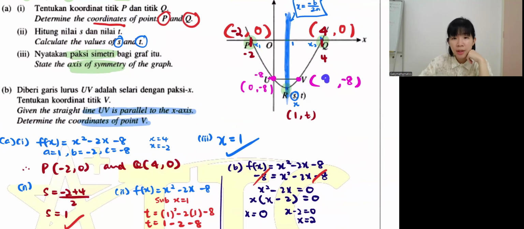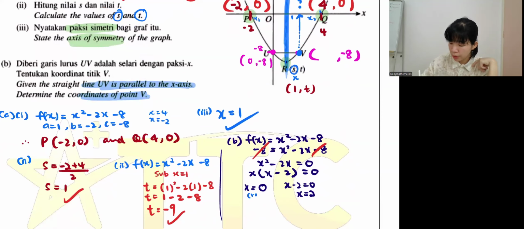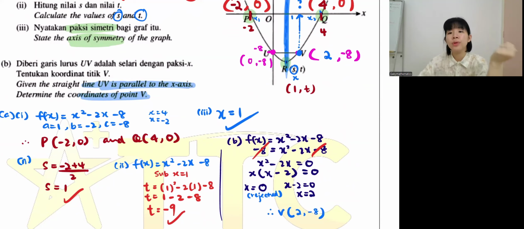So what do you think? I want to find the x coordinate for v. You see, v here, the x coordinate goes up. Do you think it will be 0? This number can't be 0. So the 0 we reject. We want 2. So at the end, the coordinate for v is (2, negative 8). Okay, pause for a while.